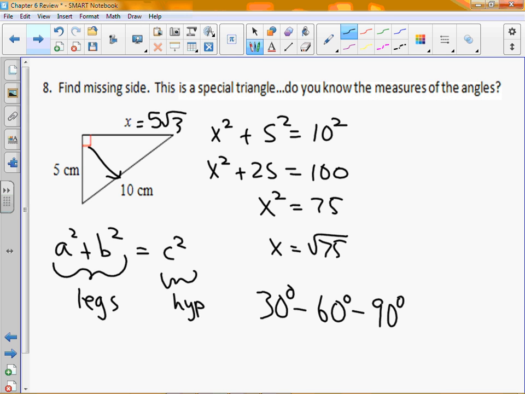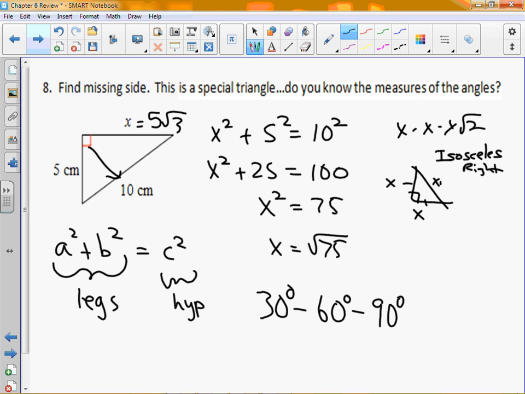Anybody remember the other one? x times the square root of 2? What was that called? Nobody? x times the square root of 2. Two sides are the same in a triangle. Isosceles, guys. That's an isosceles right triangle. If two sides are the same, it's called an isosceles triangle.